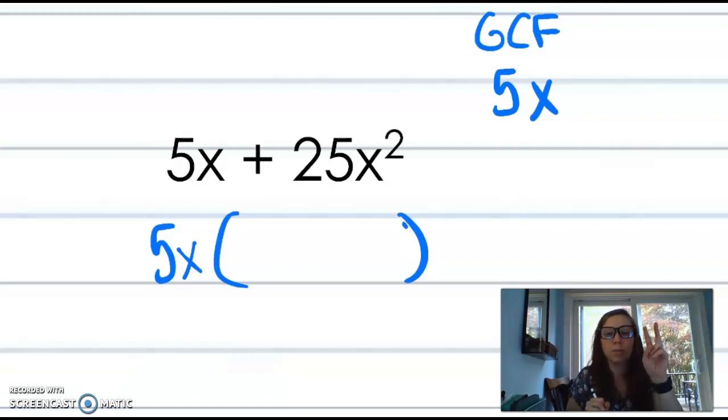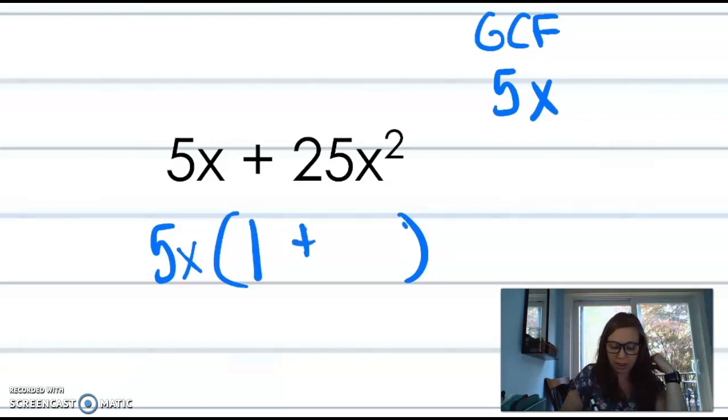We're going to have the term that's left from when I divide each one of the terms, the 5x and the 25x squared, by 5x. So if I take this and I divide it by 5x, hopefully we know that that's going to be a 1. So I'm going to put a 1 there. If I take the 25x squared and divide it by 5x, that's going to be 5x.